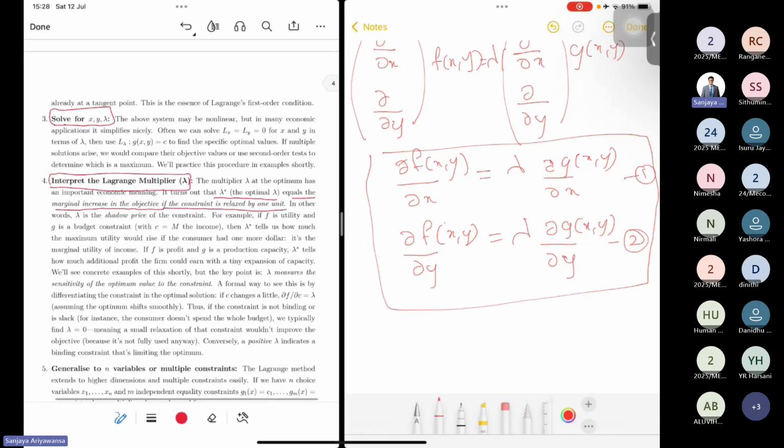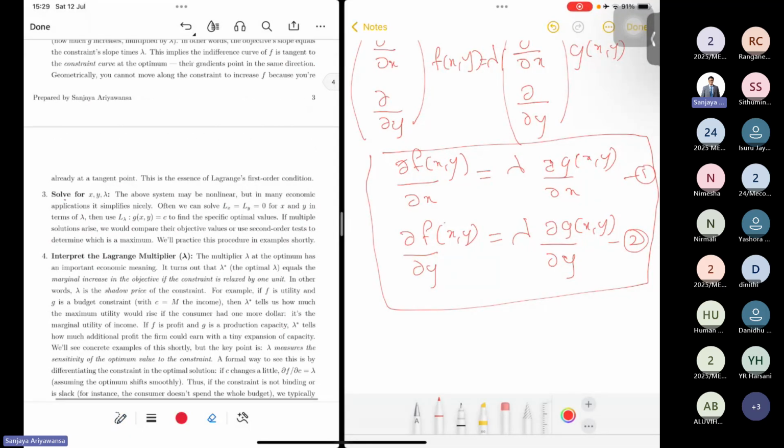So I also say lambda is the shadow price. For example, if your objective function is utility and your constraint function is the budget constraint, then lambda star tells us how much the maximum utility would rise if the consumer had $1 more. Lambda star tells us how much your maximum utility would rise if the consumer had $1 more. So that's an example of how you interpret lambda.